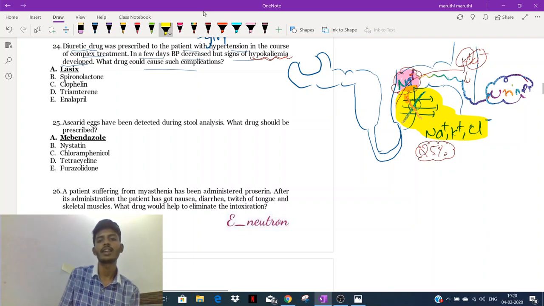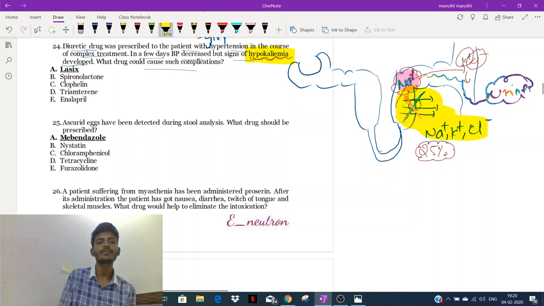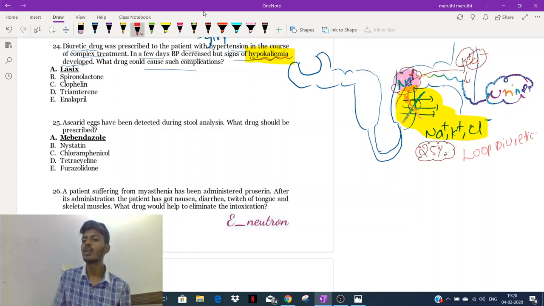Now, what they're asking is, what is the name of this diuretic which blocks the reabsorption in the loop of Henle? They are directly named as loop diuretics. Loop diuretics. Okay. Now the loop diuretic drugs include furosemide. Furosemide. What is the other name for furosemide? It is also called Lasix.